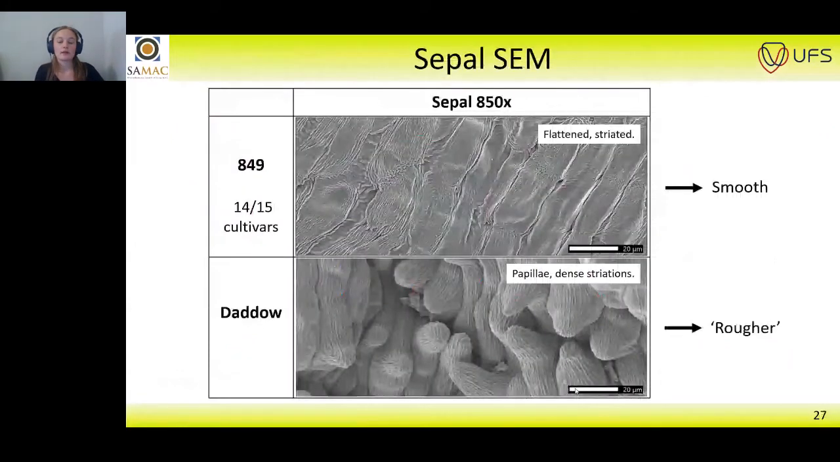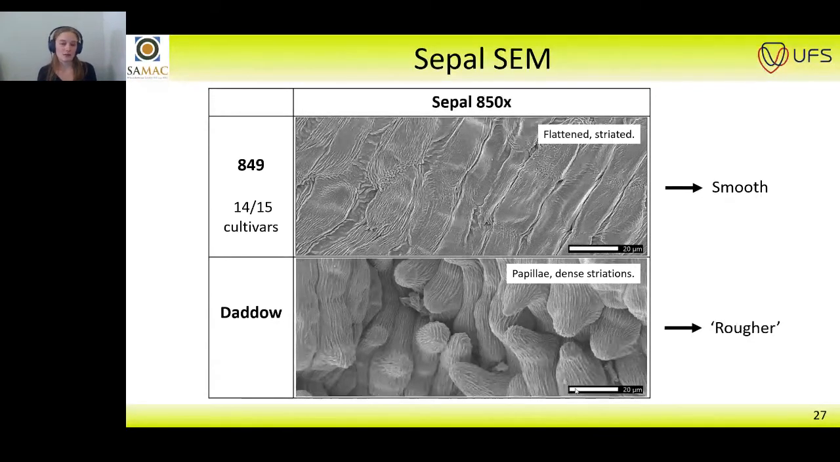When I analyzed the images, the same images taken of the sepal surfaces, I chose cultivar 849 as a cultivar to represent 14 out of the 15 different cultivars. This was because these 14 cultivars, their sepal surfaces all look relatively similar, much resembling this image depicted above.